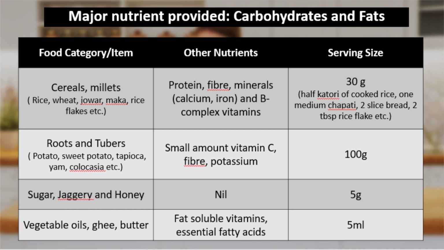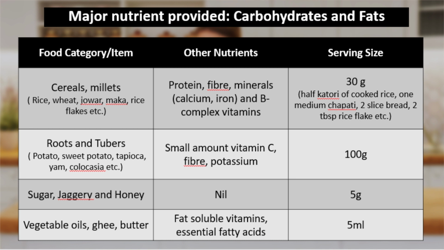The other category of food within the energy giving group is roots and tubers. We know that potato, sweet potato, tapioca, yam, colocasia, they are all food items within roots and tubers. They provide starch, basically carbohydrates. Along with carbohydrate, they provide a small amount of vitamin C, and they are rich in fiber and potassium. So we take one serving size as 100 grams and this forms one exchange.